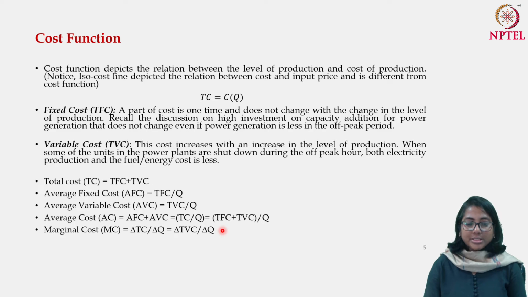Here you can see that marginal cost is not only equal to delta total cost by delta Q, it's also equal to delta total variable cost divided by delta Q. The reason is that when you are talking about marginal cost, you are only talking about that part of the cost which will change as you change the level of output, and that is your total variable cost. Total fixed cost has no role to play in determination of marginal cost. In fact, it's not a part of the marginal cost at all.